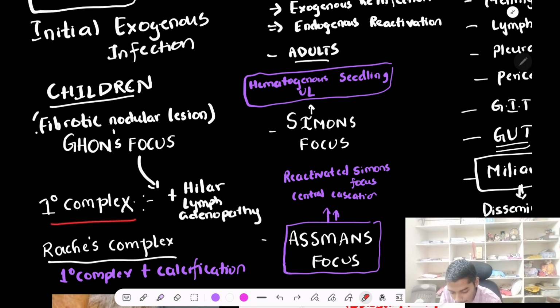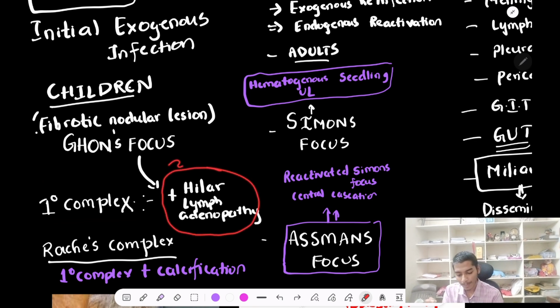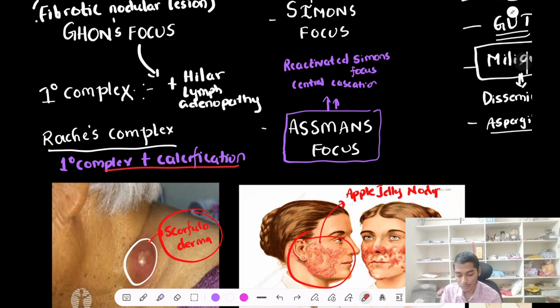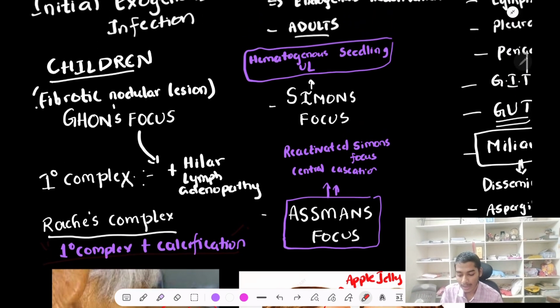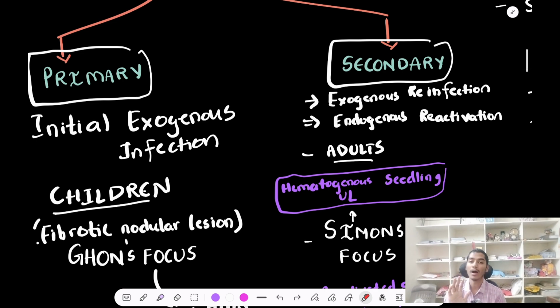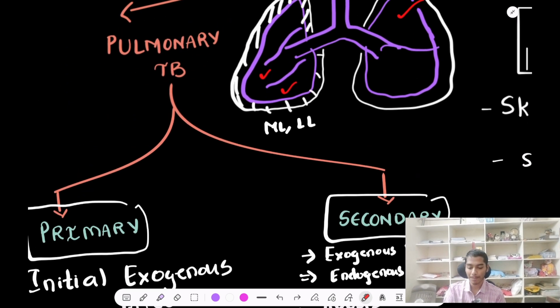And what is the primary complex then? So primary complex is nothing but the Ghon's focus, which is having the hilar lymphadenopathy. So Ghon's focus plus hilar lymphadenopathy together is called the primary complex. What is Ranke's complex then? The primary complex, when it is calcified, forms the Ranke's complex. So this is what you have in primary pulmonary TB.